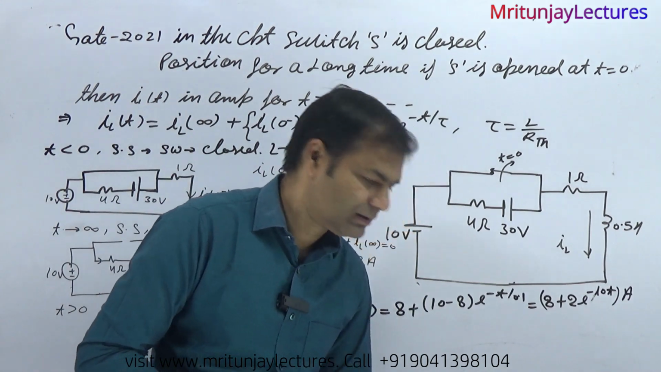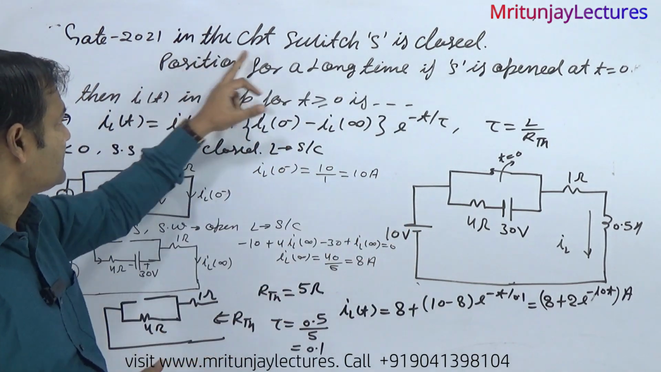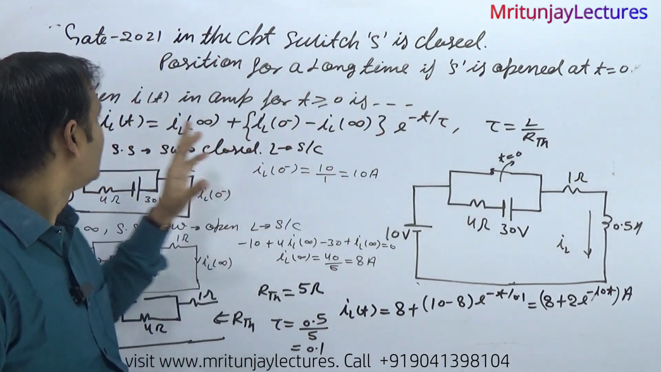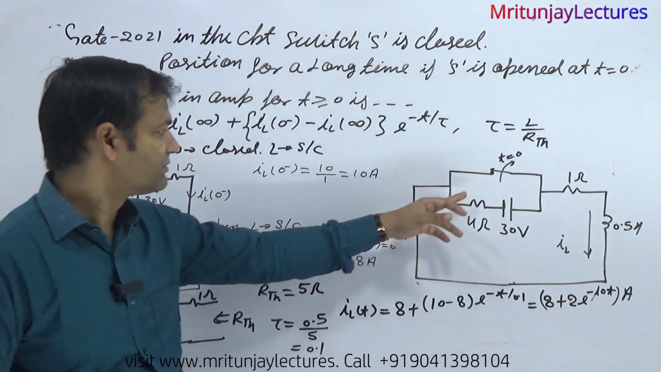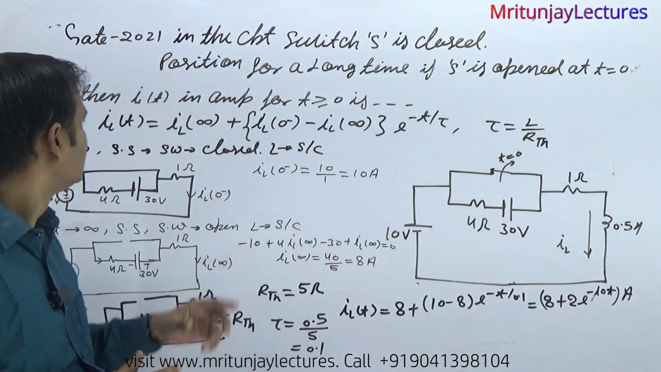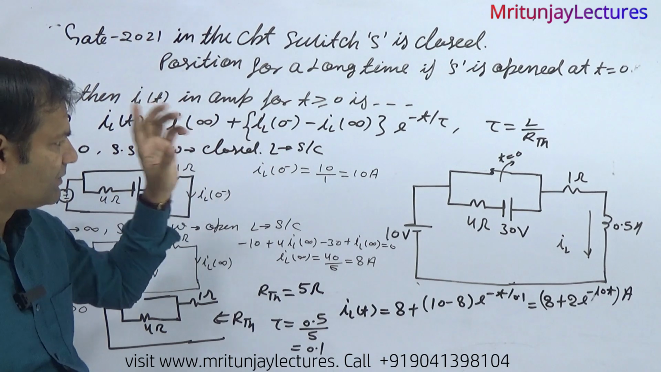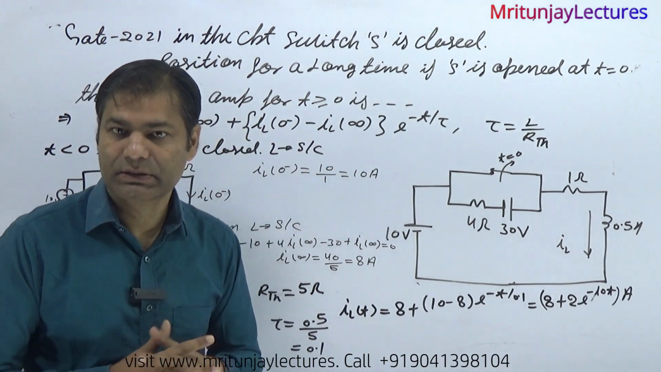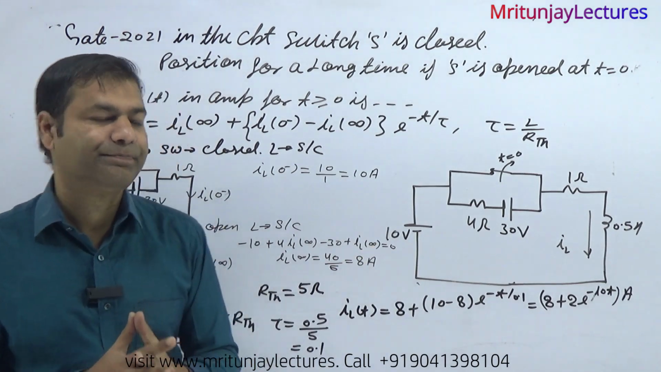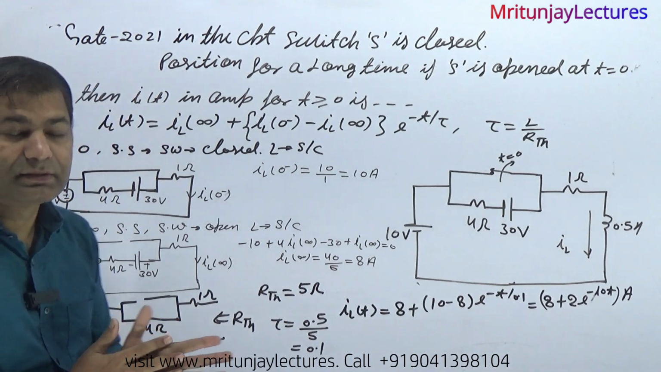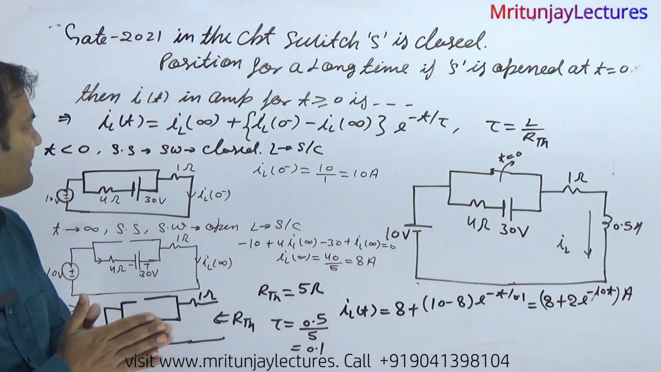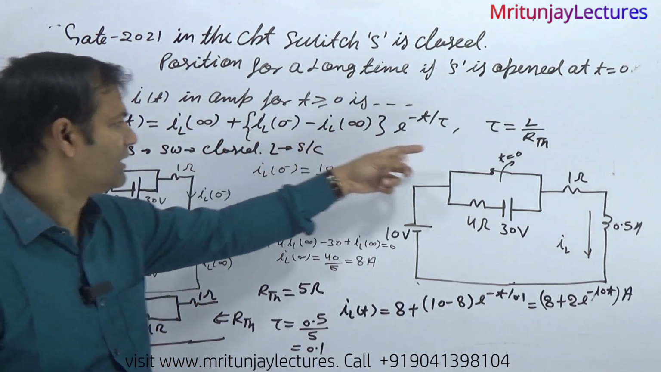Very simple. According to the question, in the circuit switch S is closed for a long time, and S is open at t equal to 0. Our motto is to determine the current in the circuit. So how can we determine it? First of all, determine i_L using this formula, which is valid only for a DC network, not for AC or time-dependent sources. If a dependent source is also available, then this formula is not applied. So we need i_L(infinity), i_L(0) and R_TH.